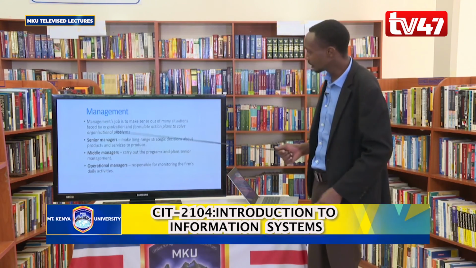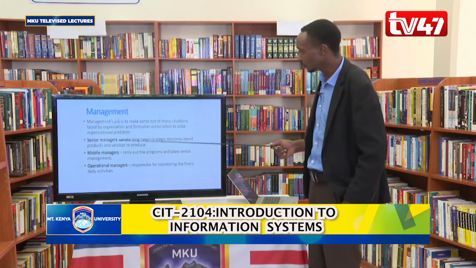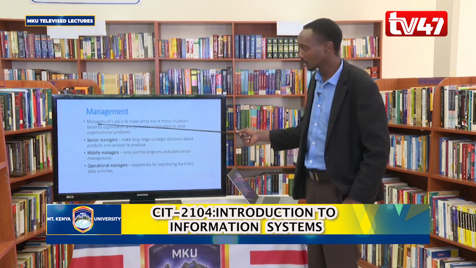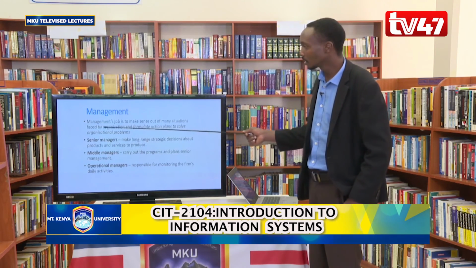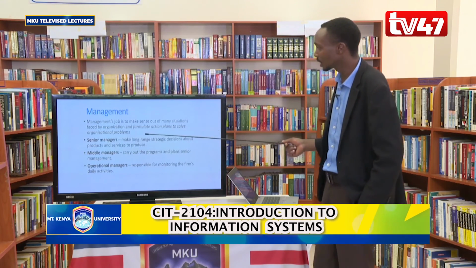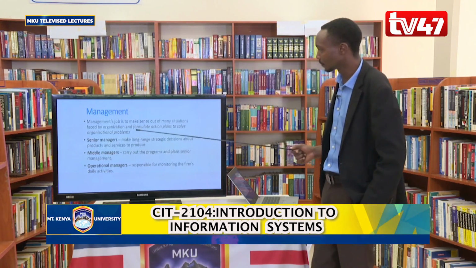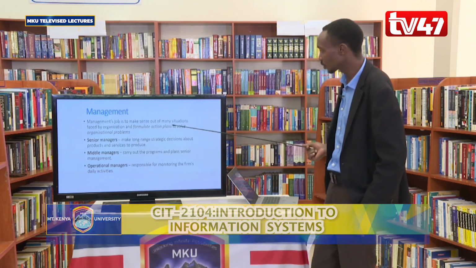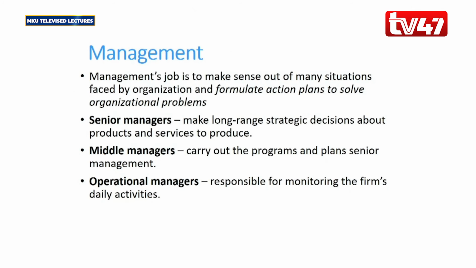We also have management, and when we talk of management, of course we are within an organization, and therefore we need management. We need management so that the management part of the organization can make decisions. So the management's role is to make sense out of the many situations that are faced by an organization, and of course, formulate action plans. Action plans to solve organizational problems by following the standard operating procedures within that organization.